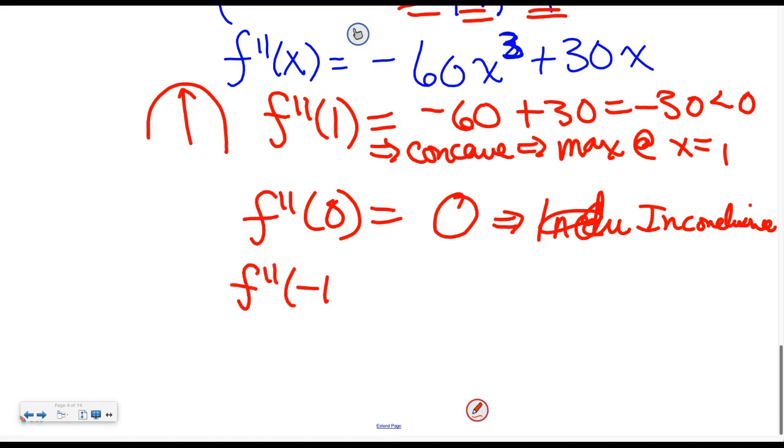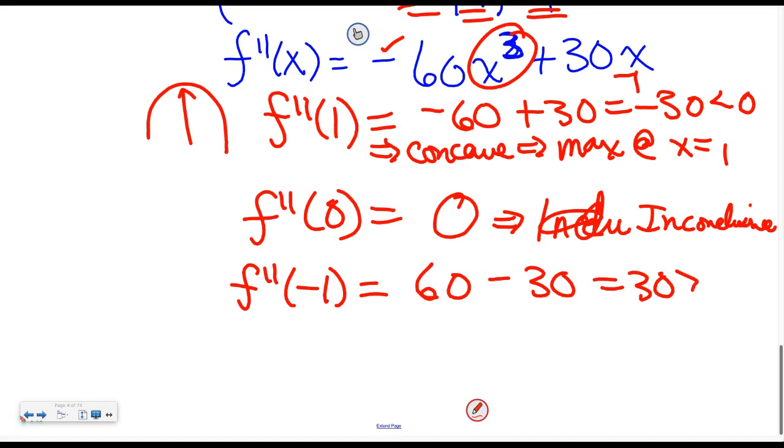Then I plug a negative 1 in here, and I'd get a 60, right? Because that'd be a negative times a positive, and then I get a minus 30, because I'm putting a negative 1 in here. I get a 30, which is greater than 0. If a second derivative is greater than 0, what's the function doing? It's concave up at that turning point.